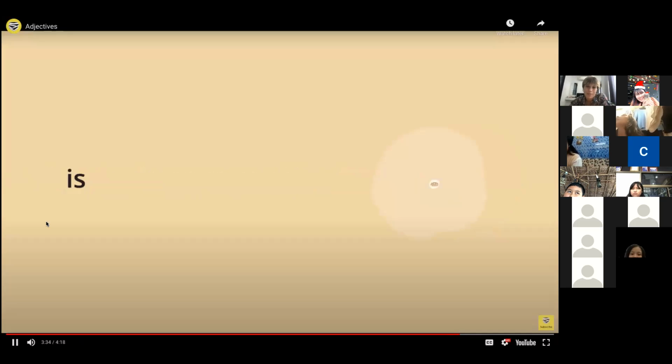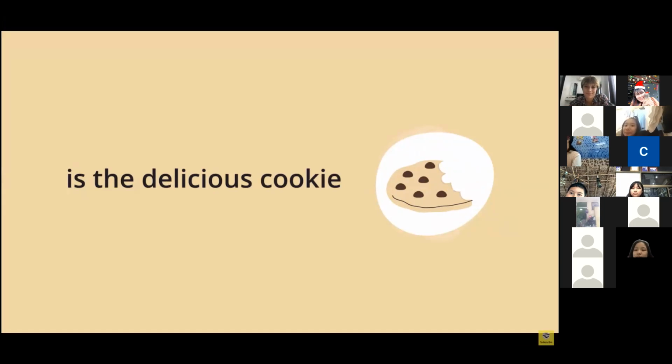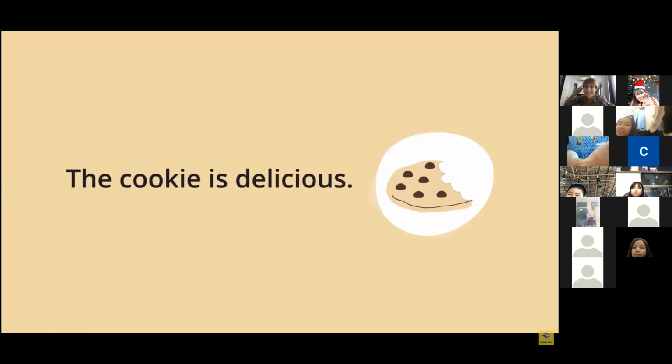You'll notice that we capitalize the first letter of the sentence. The cookie is what? How are we going to describe the cookie? Delicious. Delicious. Nice work. I love that pronunciation. Delicious. Perfect. The cookie is delicious.